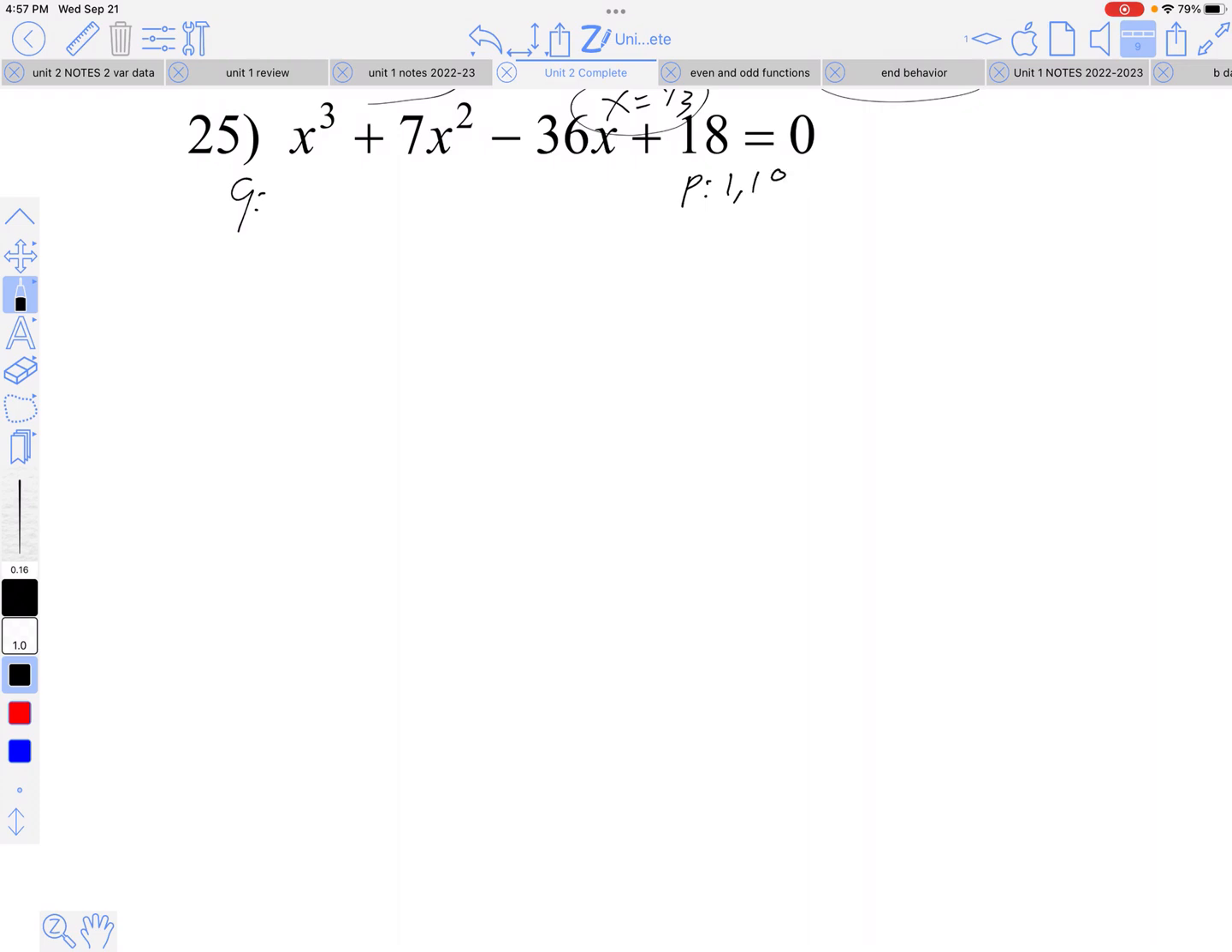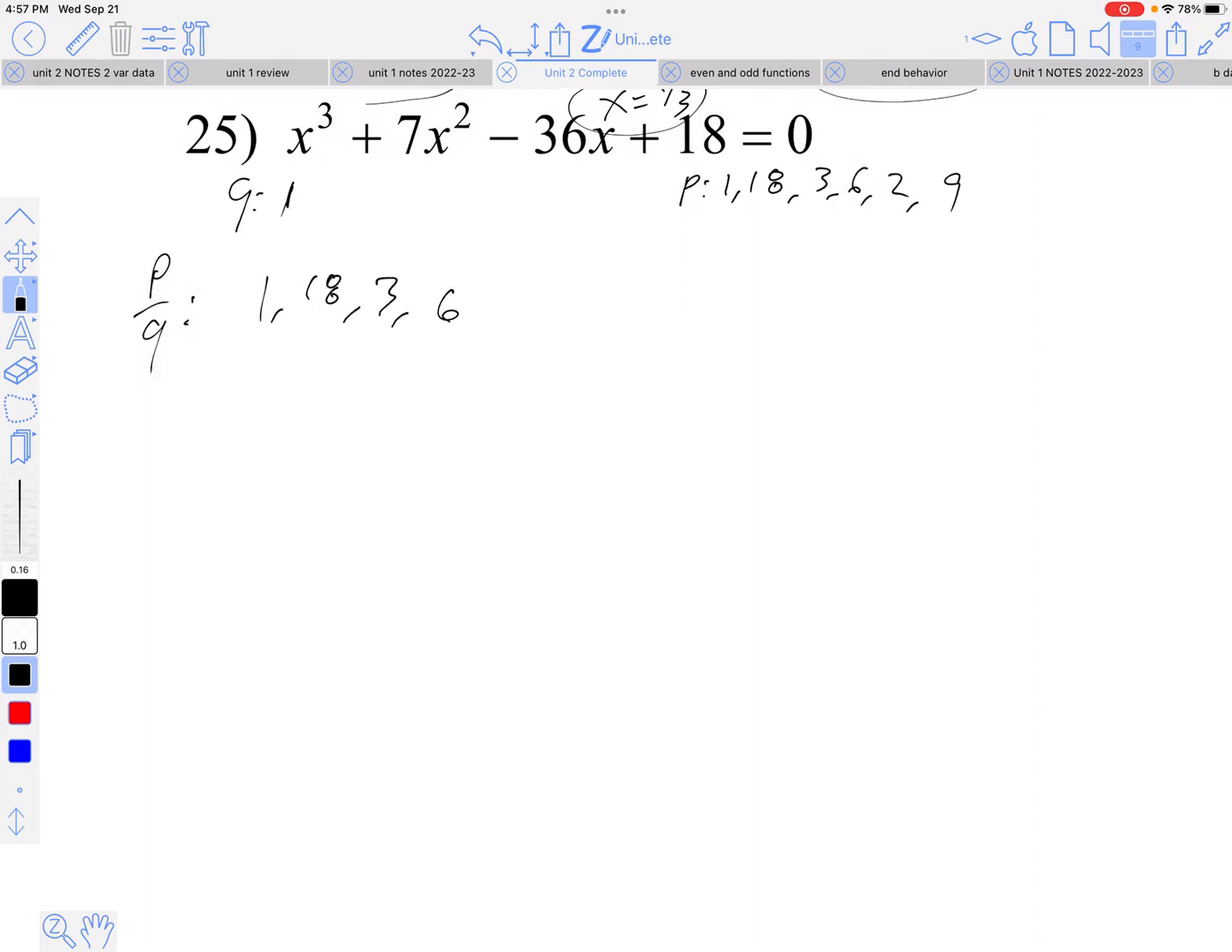So I have 1, 18, 3, 6, 2, and 9. And then here it's just 1. So it's every P divided by every Q, so it's just going to be that list: 1, 18, 3, 6, 2, 9. But remember, it's plus or minus to everyone. Everyone has a positive and a negative.